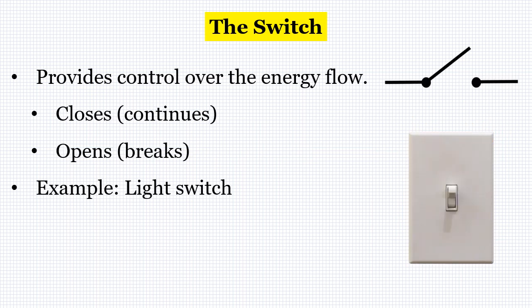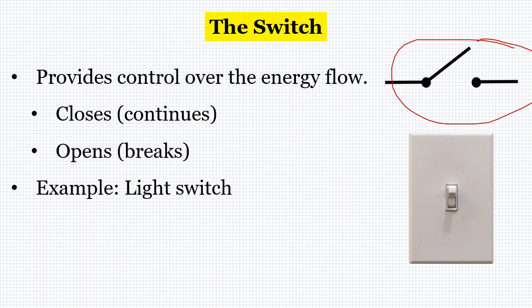So the switch provides control over the energy flow. When we close the switch, it allows the flow to continue. It allows the electrons to continue through the circuit. When the switch is open, as it's shown in the diagram here, that breaks the electrical flow and does not allow the flow to continue.